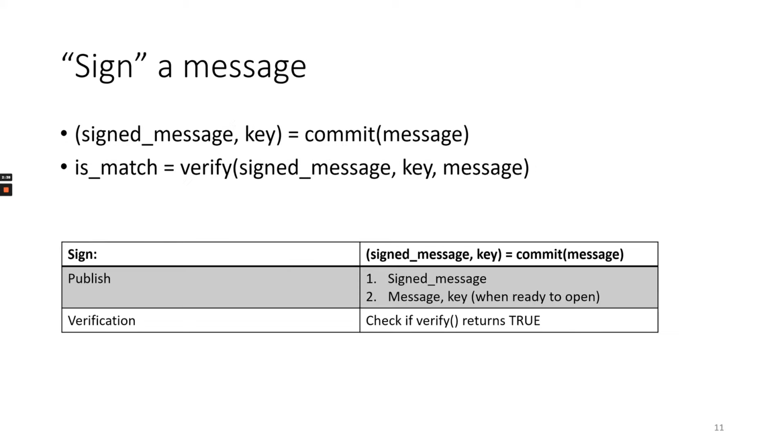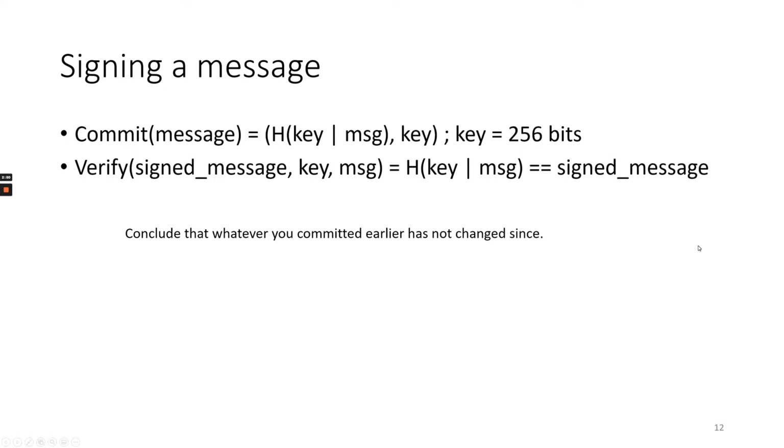So the value of the message that I originally signed and revealed as a signed message is the same as the message that I'm claiming was the original message. In this way, we have a way to commit to a value, and then there's a way to guarantee that the value that I meant originally is the value that you're seeing now.